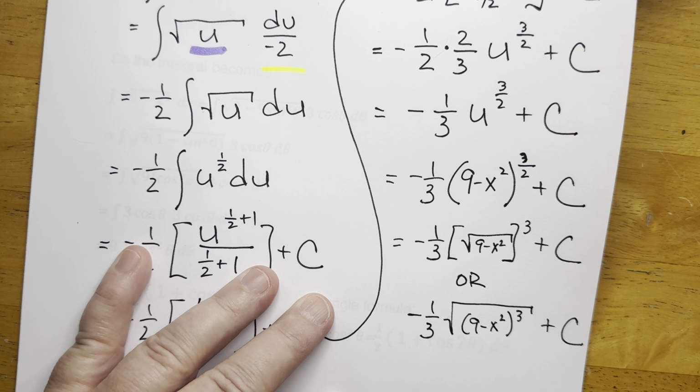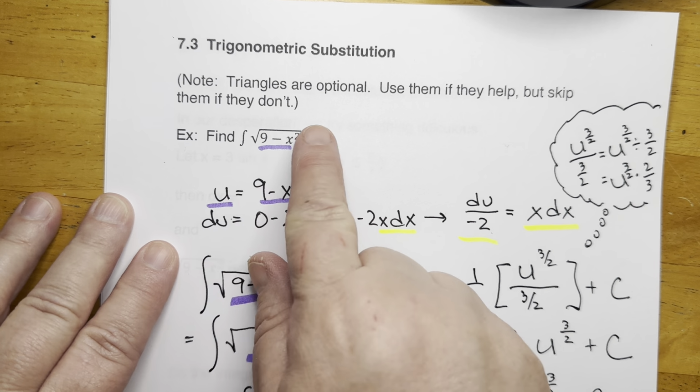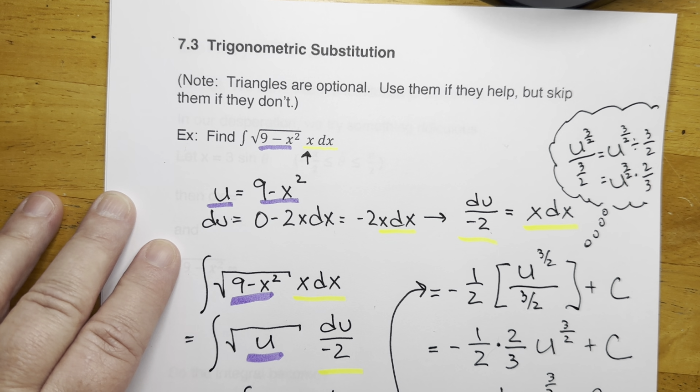So that was just a little review. When you get a problem with square roots and nasty stuff running around, I would recommend that you always look to a U substitution first, because they're much, much easier than trig substitutions. So that's what I recommend. If you can do a U substitution, do a U substitution.